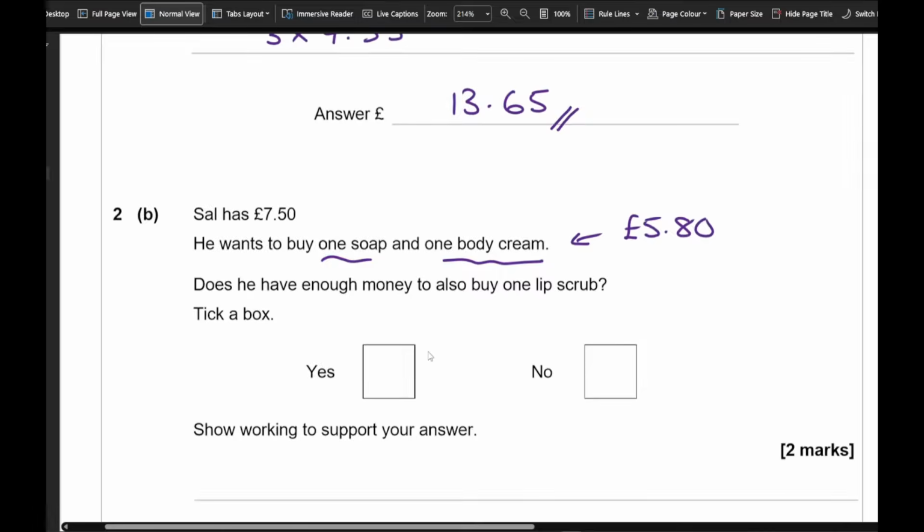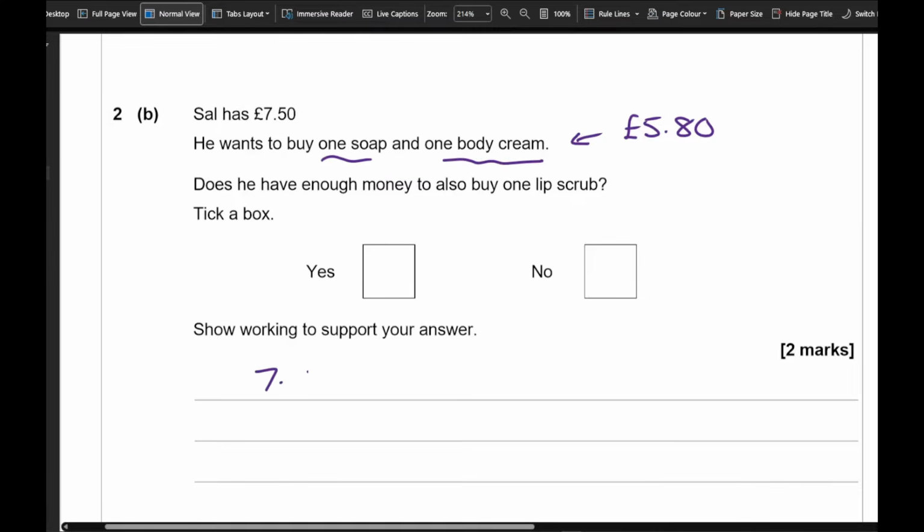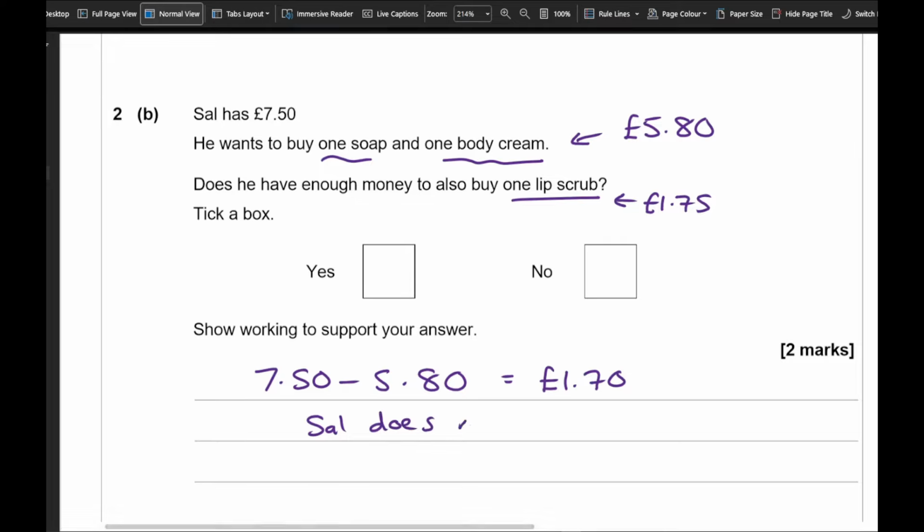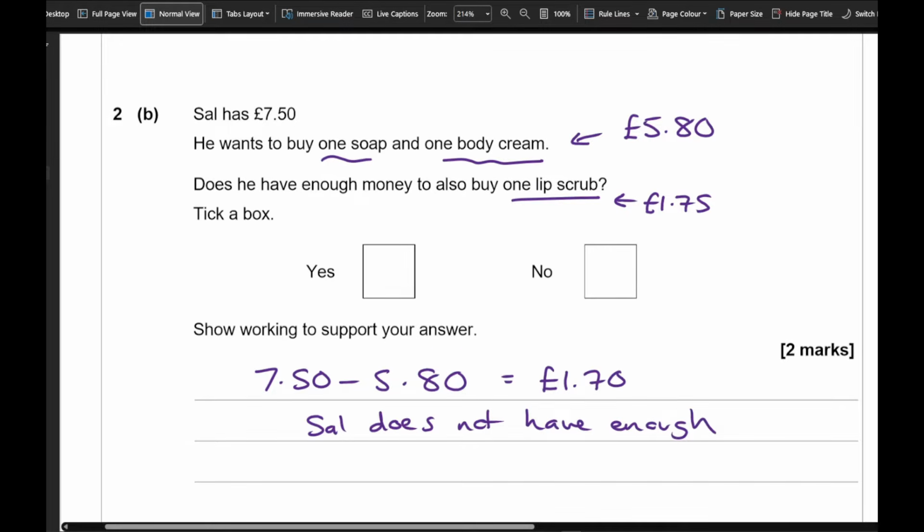So what we then need to do is do £7.50 minus £5.80, which if I type that into my calculator gives me an answer of £1.70. And as a lip scrub costs £1.75, Sal does not have enough, as £1.70 is less than £1.75. So the option we need to tick is no.